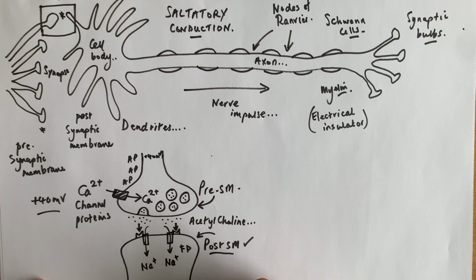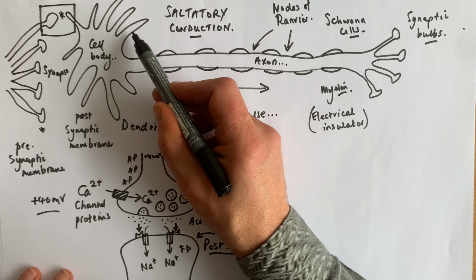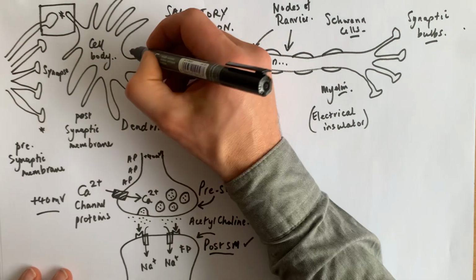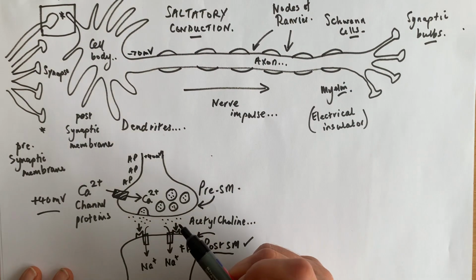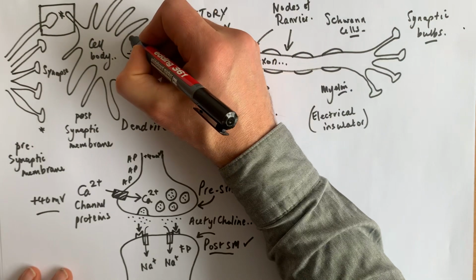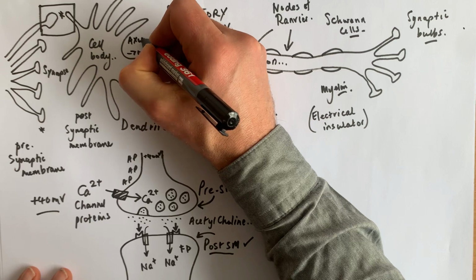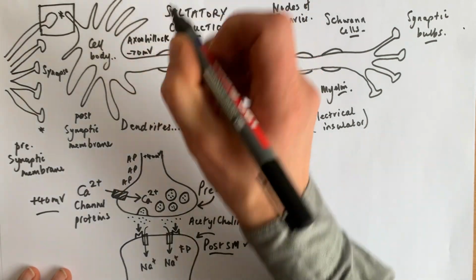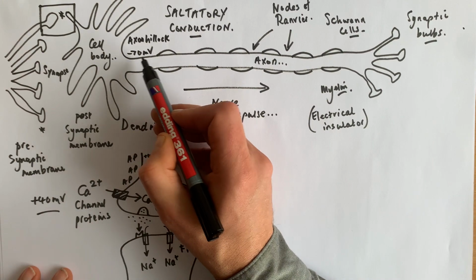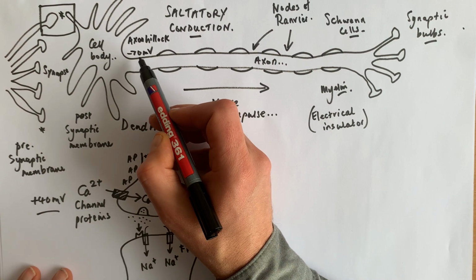Now, the membrane potential at this part of the neuron is going to be at resting potential. That's called minus 70 millivolts. So this is called the axon hillock, and this is where we're going to get possibly the first action potential. So the resting potential is minus 70 millivolts.